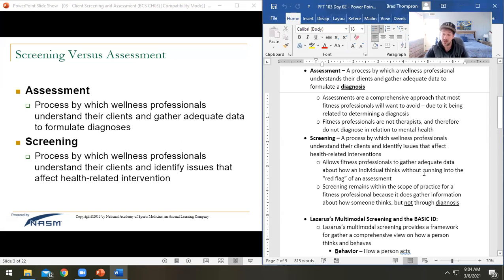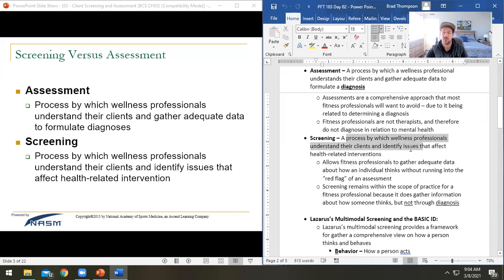Now, if your client comes to you and says, what upper back exercise should I do? That is something where I want you to do, right? That's where we can diagnose away, prescribe away. We prescribe exercise till the cows come home. But in the realm of behavior change, in the realm of diet, things like that, it's outside of our scope. So this is where we have screenings instead.